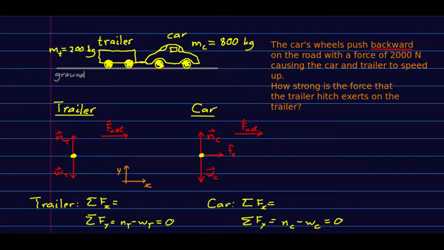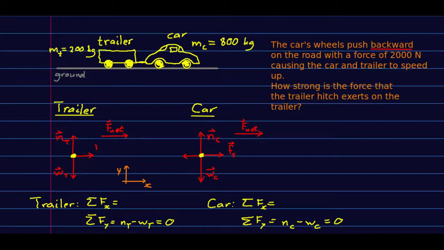That might confuse you because the car is moving. But remember, what determines whether it's static or kinetic is whether there's slipping. And as long as the tires don't skid, then there's no slipping, and that's a static friction. Then the car pulls forward via the hitch on the trailer, and the trailer pulls back on the car.